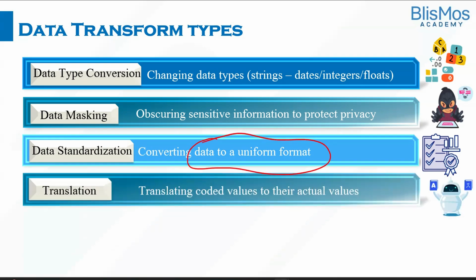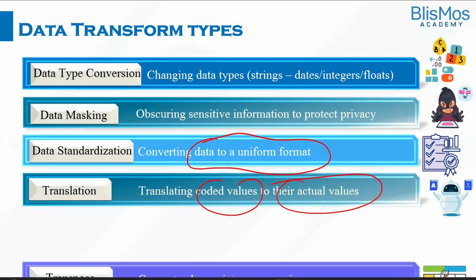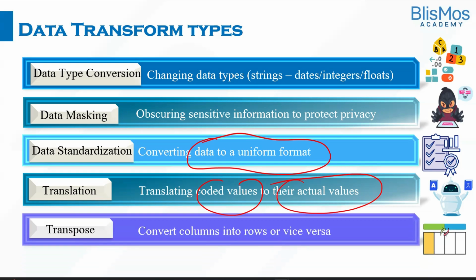Then translation. Okay. Are you in some warlike situation here? No. I'm talking about translation here. Translating the coded values to their actual values. That also can be considered as a data transformation. Then transposing. Sometimes in order to perform certain kinds of analysis, we convert the columns into rows and rows into columns. That is transposing.